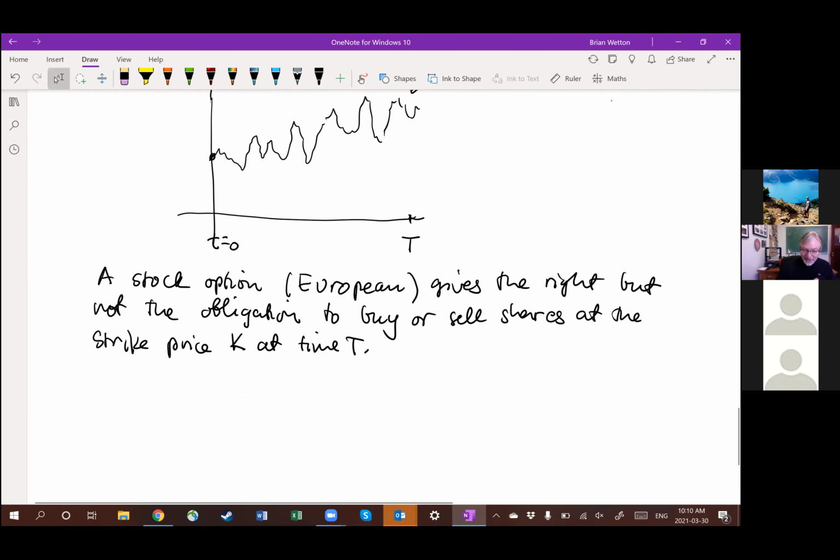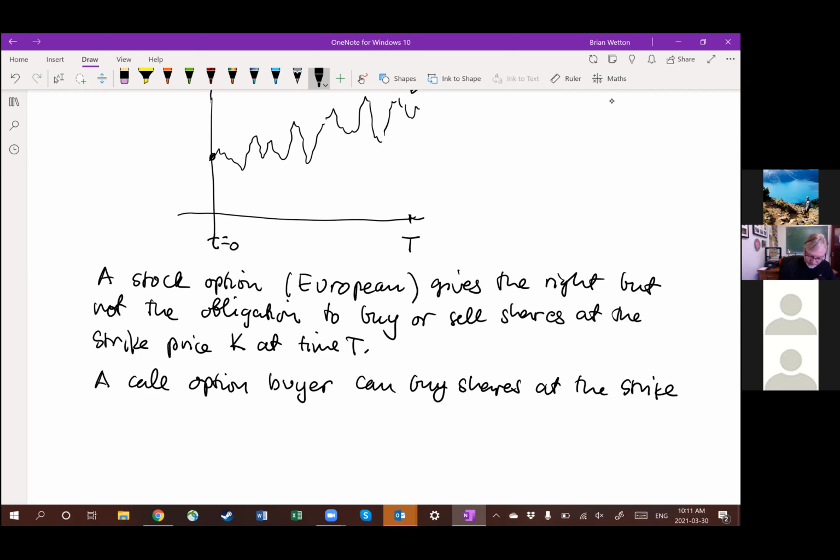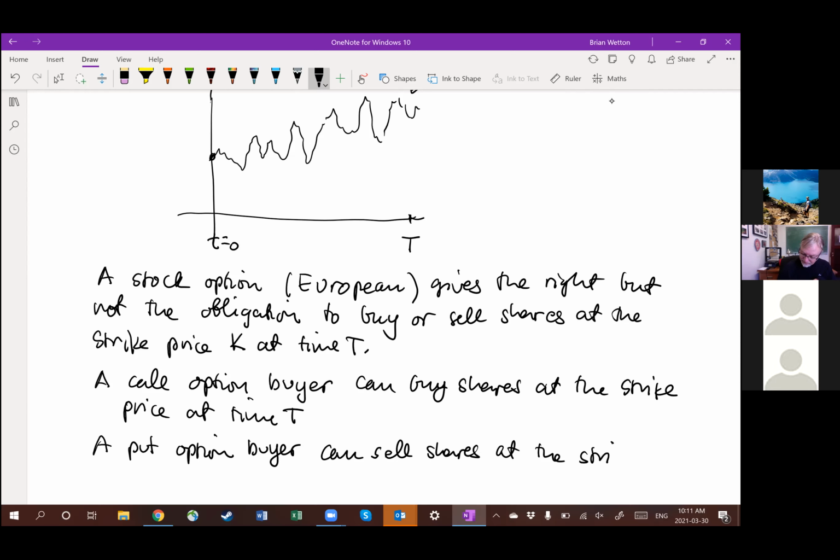Okay, and there's 2 types, right? One is the buying and one is the selling. So a call option, these are the ones that we'll pursue in a little bit more detail later on in the lecture. So a call option buyer can buy shares at the strike price at time t, right? That's the exercise time. And a put option buyer can sell shares at the strike price at time t.